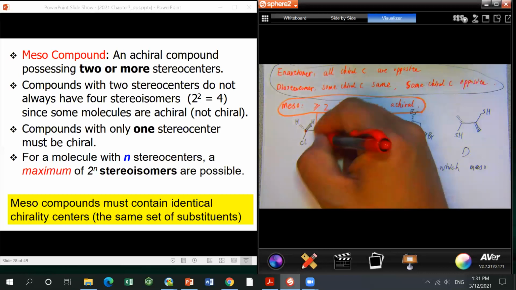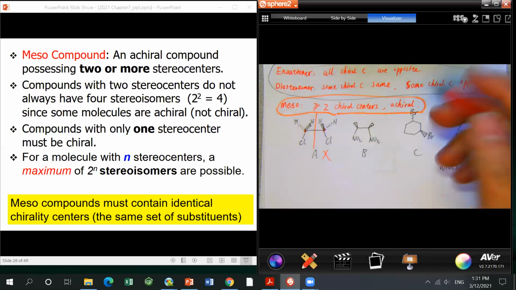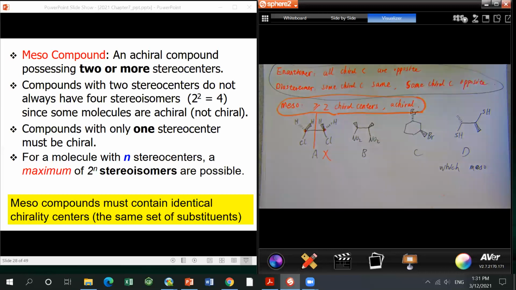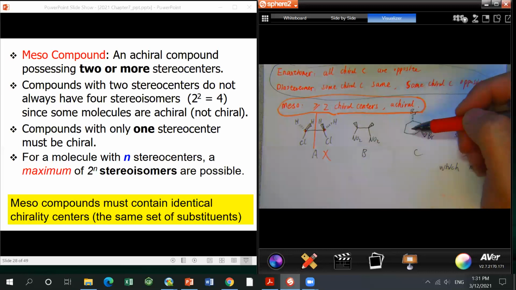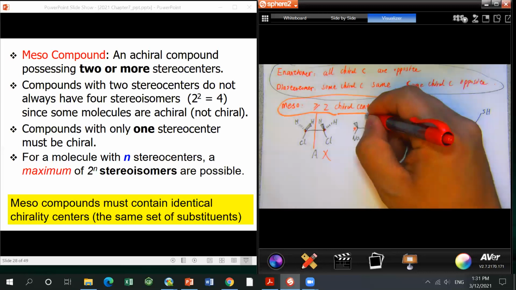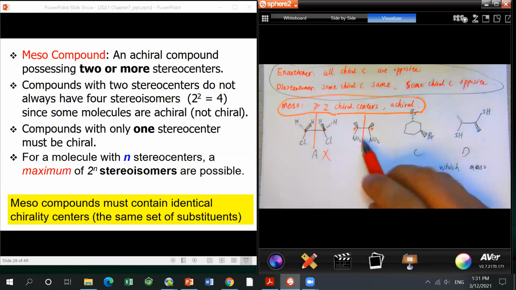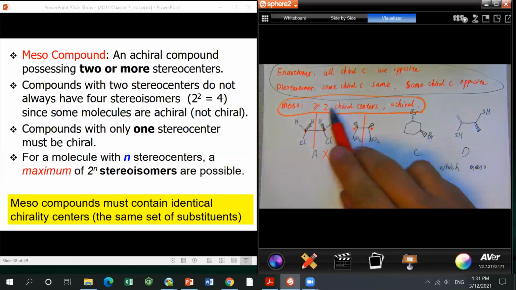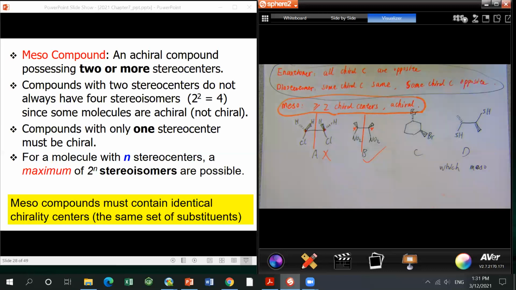Although the A is kind of achiral, here there's no chiral centers. And then come to B. B definitely has two chiral centers, and then there's a symmetry plane. So that means this is achiral despite multiple chiral centers. B is the meso compound.